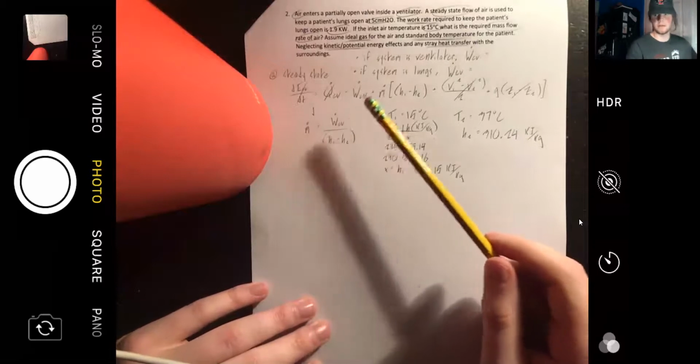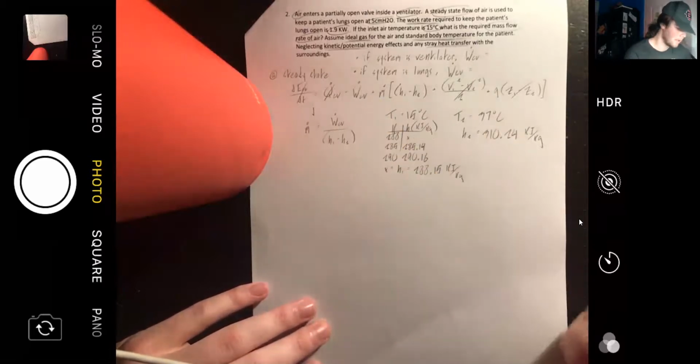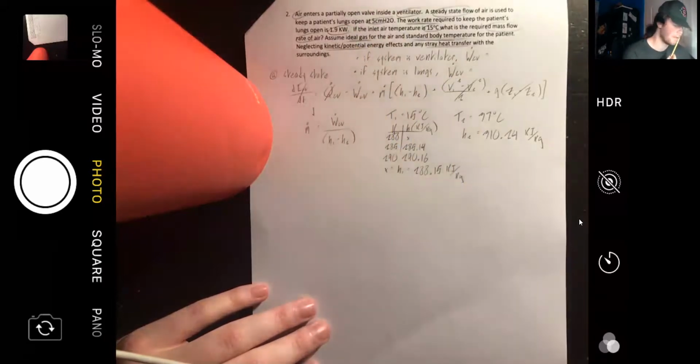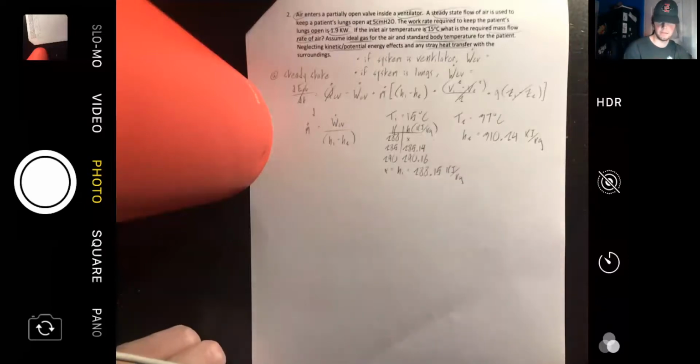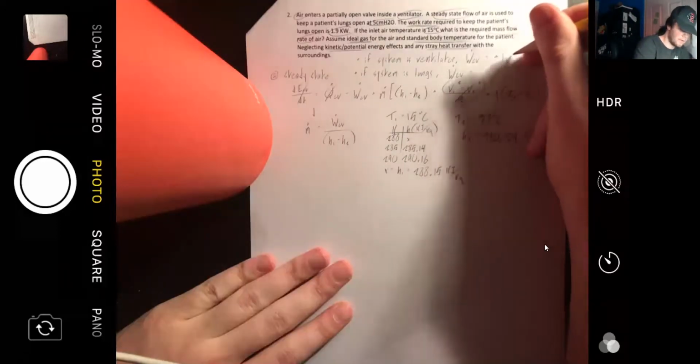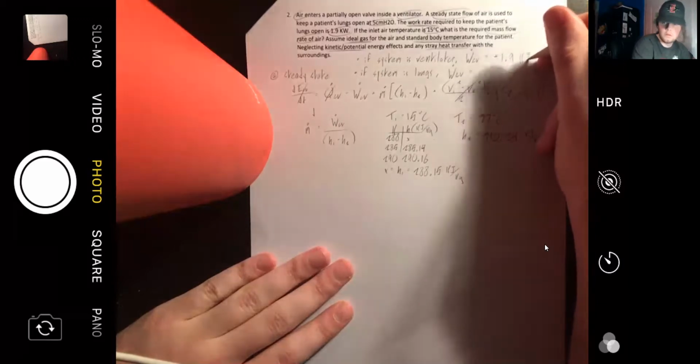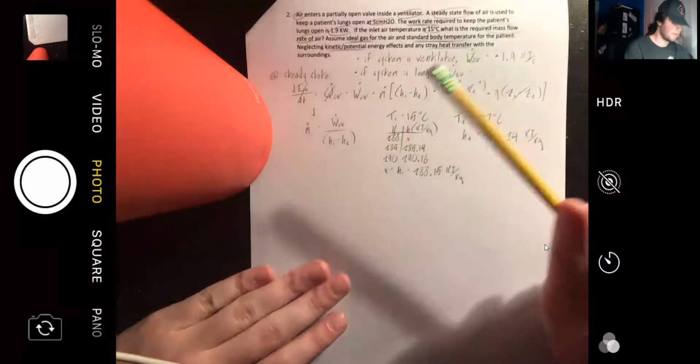Now we have to talk about the sign convention of this work dot. We were told it was 1.9 kilowatts, but whether or not it's positive or negative, I believe depends on the system you're evaluating. If it was the ventilator, then that would mean the work is done by the system to keep the lungs open. So your work dot would therefore have to be positive 1.9 kilojoules per second. But if your system was the lungs, you're doing work on the system. I have to be careful of what my phrasing here is. So your work would be negative to keep the lungs open.